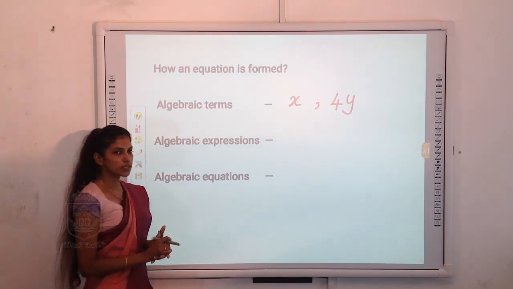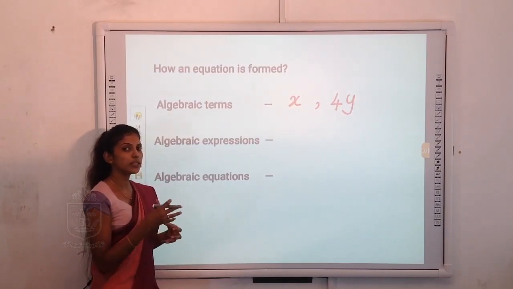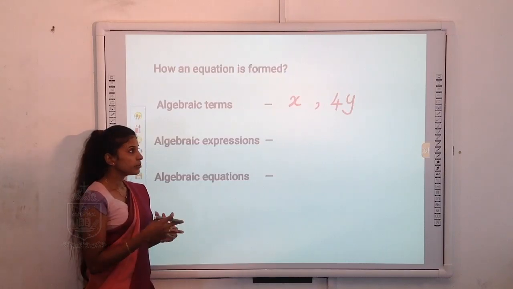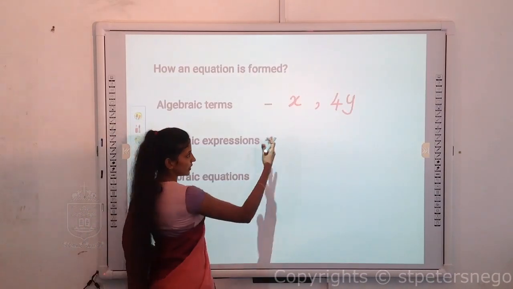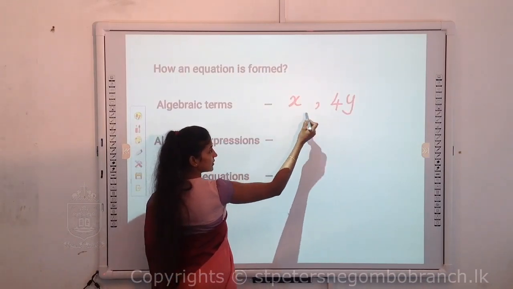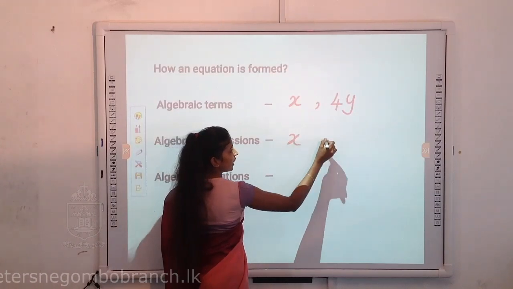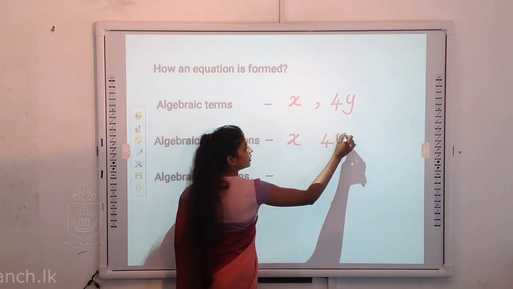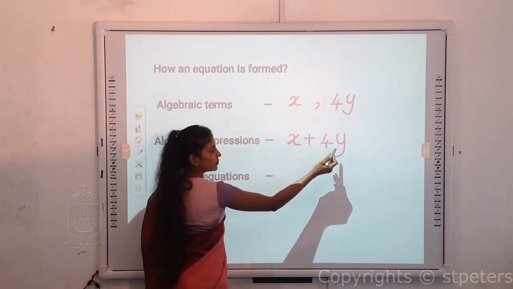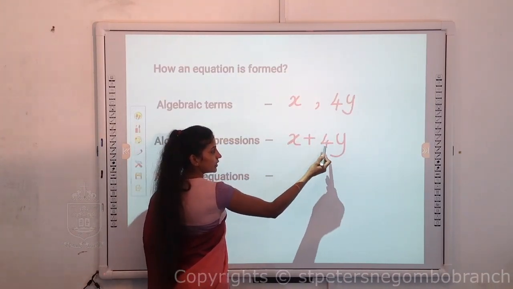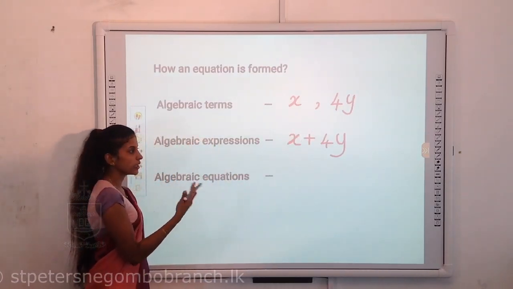What are algebraic expressions? Algebraic expressions are formed when algebraic terms combine or join with addition and subtraction. Now let's take the same, and here you can see two algebraic terms, x and 4y. Now I am going to link these two with the addition symbol. So there are two terms connected with the addition symbol, and we call it an expression.